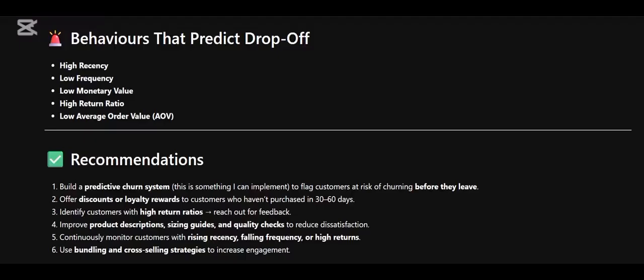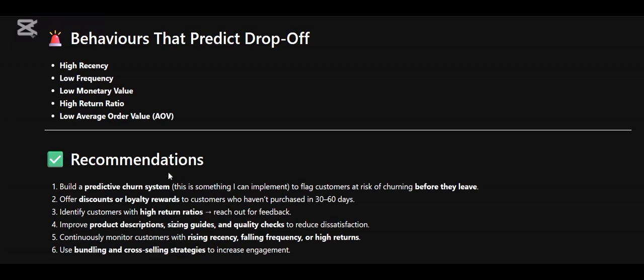Those that predict drop-off are high recency, low frequency, low monetary value, high return ratio, and low average order value. If it has been long since a customer came to the store, there is a high probability that they are going to churn. Also, if they don't come frequently and don't spend enough in the store, that means their investment, permit me to say that, is not in the store, so they don't have a commitment to the store, and there is a higher probability of them churning.